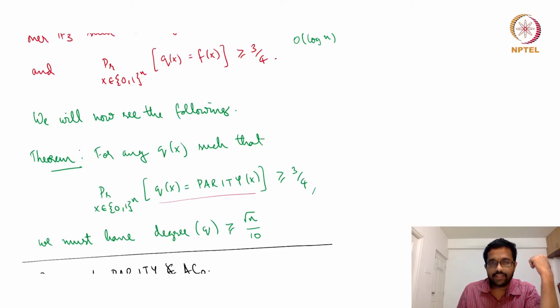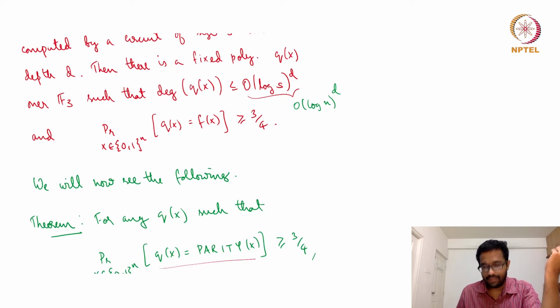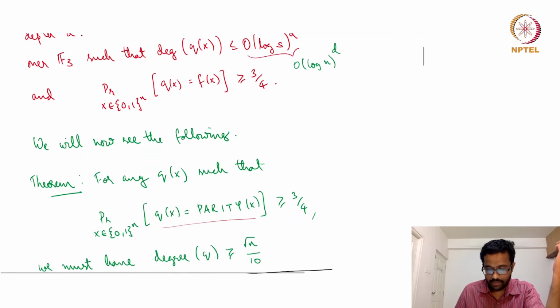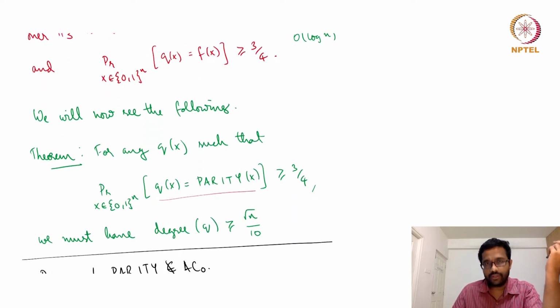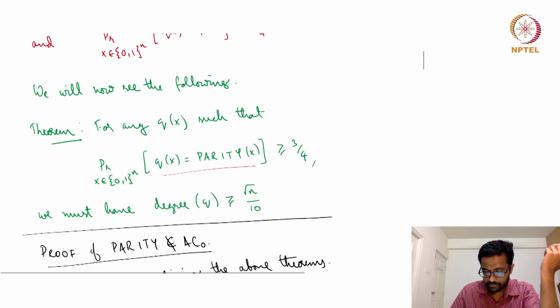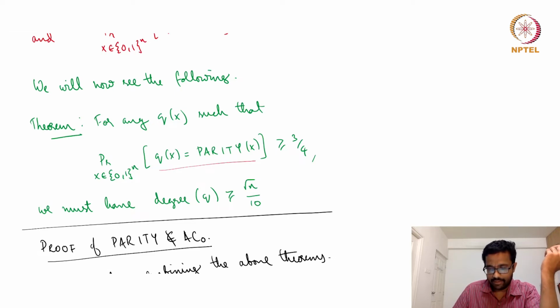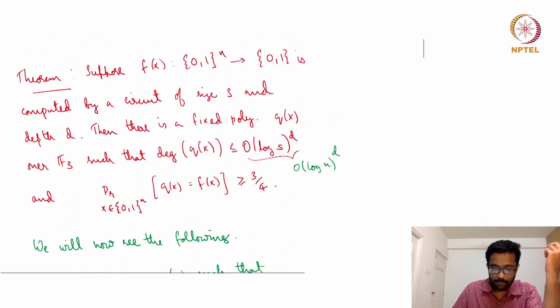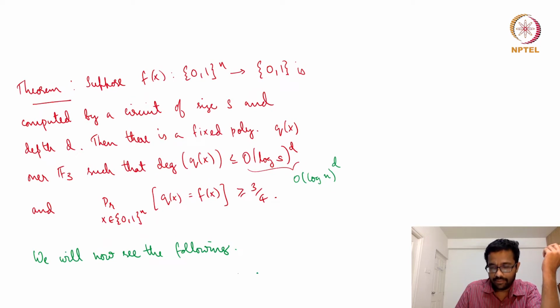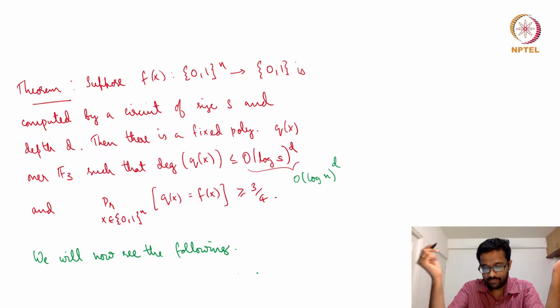Here, in the second theorem, we are saying that any polynomial that approximates parity in this manner requires degree square root n. Here we are saying (log n) to the power of a constant is enough. So that is the contradiction. Because of that, we cannot compute parity using an AC0 circuit. In fact, we will see a bit more detail than this. We will actually compute how much size a parity circuit must have if it has constant depth, and we will see that the size is more than polynomial. Okay.